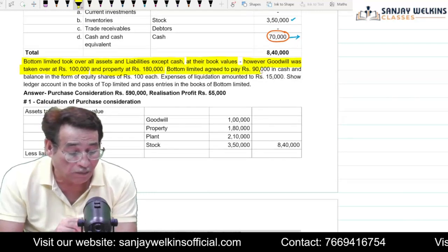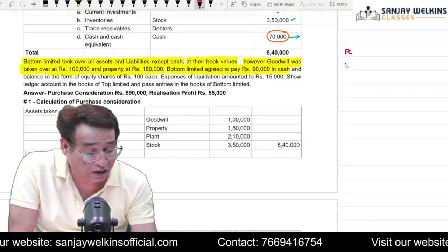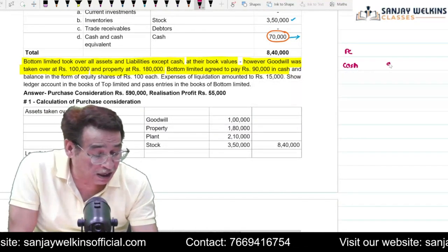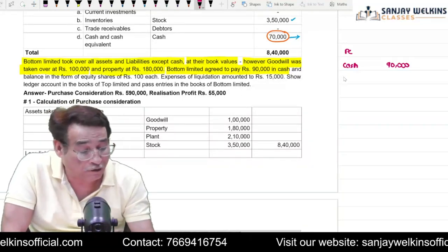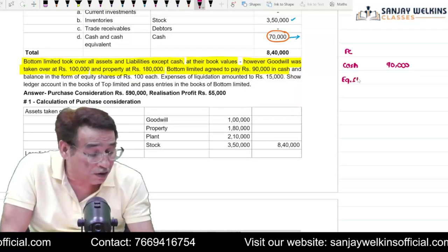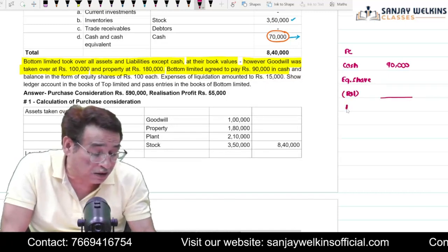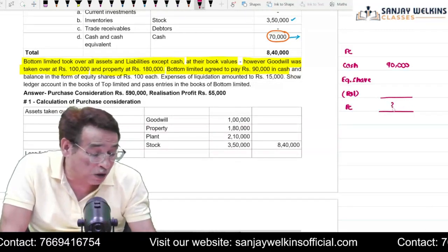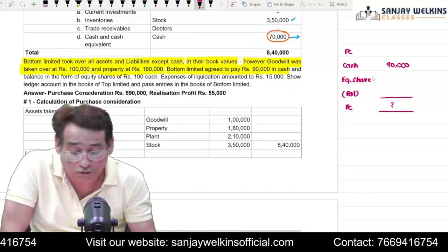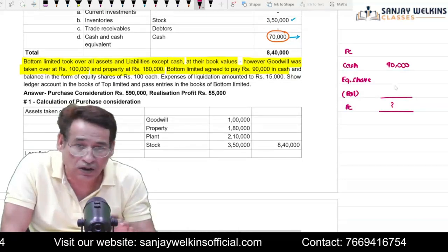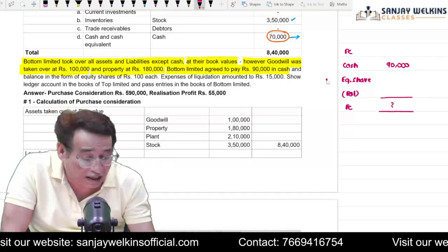Now it is given in the question, Bottom Limited agreed to pay 90,000 in cash. Now in this question, it is stated that the purchasing company Bottom Limited will pay some portion in cash, that is 90,000, and the balance in the form of equity shares. The problem is how I am going to compute the amount of the balance, because purchase consideration is not given in this question. Unless purchase consideration is given, I won't have the total purchase consideration amount. I won't be able to find out the amount received by way of equity shares. So in this question, the amount of purchase consideration is not given. But it is given that some portion is received in cash and the balance portion in shares.